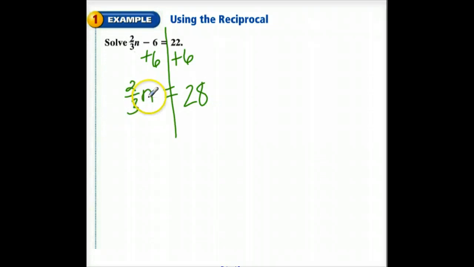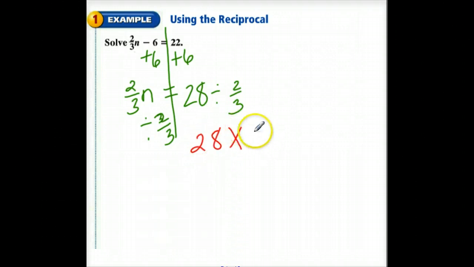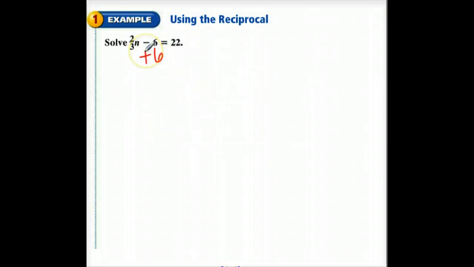It's multiplied. So I'm technically going to divide by 2/3, and when I divide by 2/3, it's actually the same thing as multiplying by the reciprocal of the fraction. So with reciprocals, I'm flipping the numerator and the denominator. Okay, I'm going to clear this screen, and one more time, add 6, 2/3 n equals 28. When I see a fraction, I am going to multiply by the reciprocal.